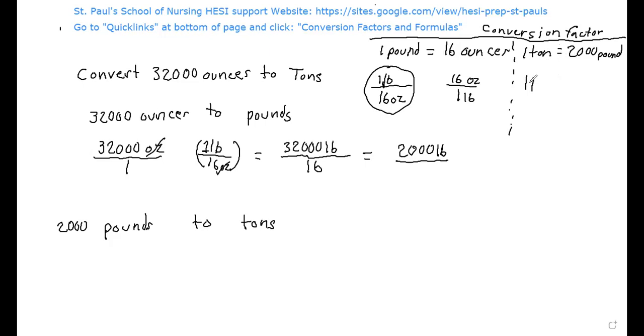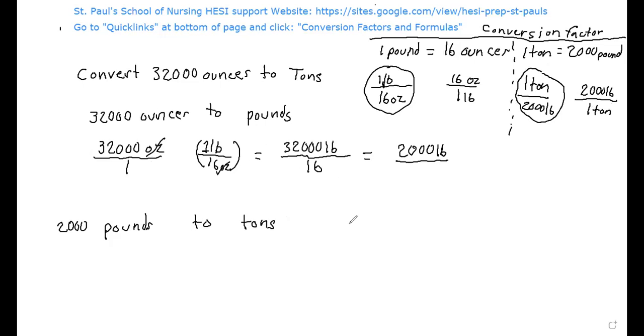So we can write it as 1 ton over 2,000 pounds. And again, I'm going to abbreviate that. Or we can write 2,000 pounds over 1 ton. Okay, and again, which one do we need? Which one do we use? We look at what we want to end up with. In this case, we're going from pounds to tons. So we know that tons has to be on top, and that is this one right here.